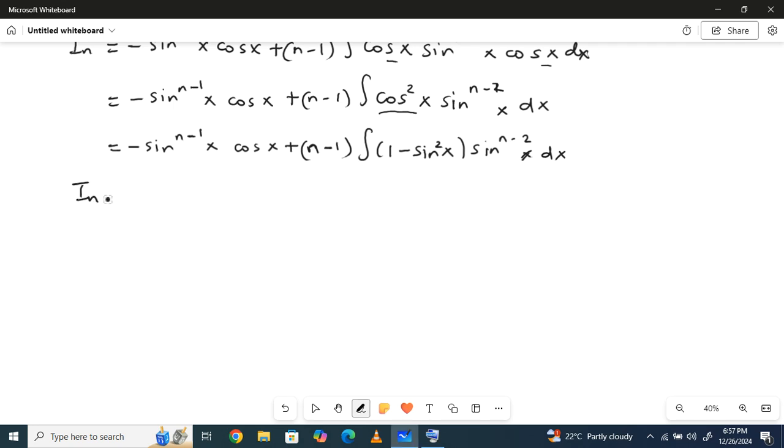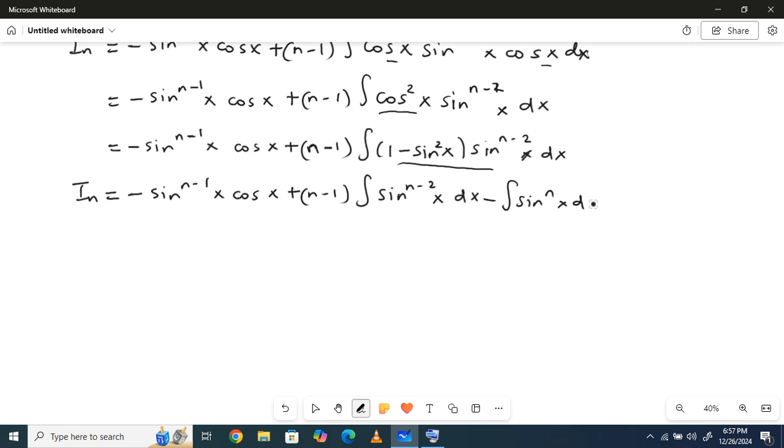We continue. I power n is equal to minus sine n minus 1 x cos x plus n minus 1 in brackets, the integral of sine x to the n minus 2 dx. We're expanding the brackets here, minus the integral of sine to the power n x dx. But now don't forget that all of these are affected by n minus 1.